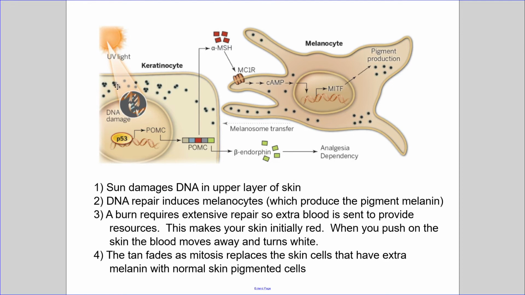So for example, the sun comes in and damages the upper layer of your skin, damages the DNA there. DNA repair induces melanocytes. This produces a pigment called melanin. The burn requires a lot of repair, so extra blood is sent to provide resources, and this makes your skin initially look very red, which is why you look red right after you get a sunburn for the first 24 hours. When you push on that red skin, it goes away and looks white for a little bit, because you're literally pushing the blood out of the capillaries, and then it floods back into place as soon as you lift your finger up. The tan fades as mitosis replaces the skin cells that have extra melanin with normal pigmented skin cells.